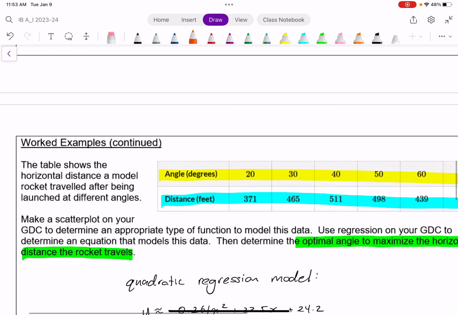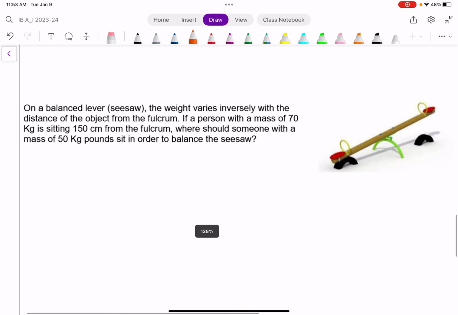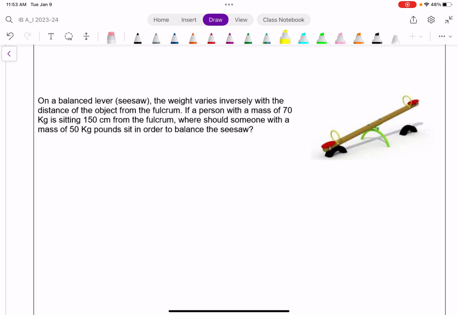And so in this case, we look at this question about a seesaw. Right off the bat, I can see it talks about how the weight varies inversely with the distance of the object. And so the two things we're comparing, we have weight, I'll put mass for weight, because the units we actually have here are in kilograms, which is a unit of mass. And I have distances, actually I have two different measurements of mass here. And my distance, 150 centimeters, I'll use D.